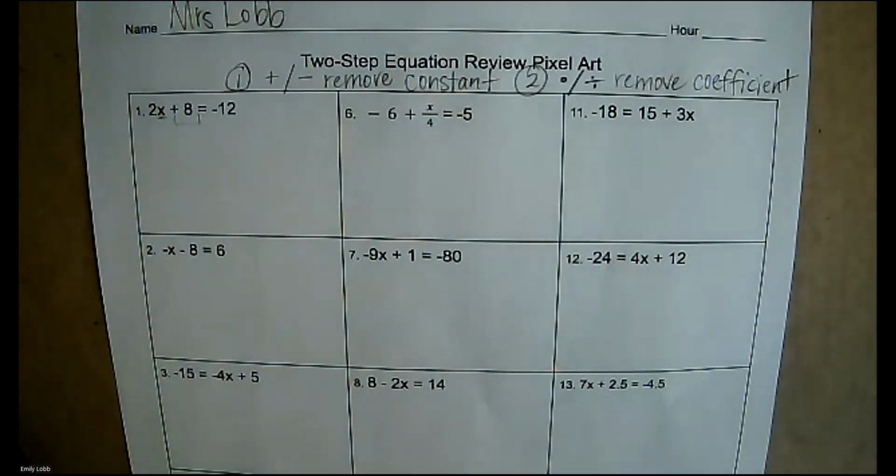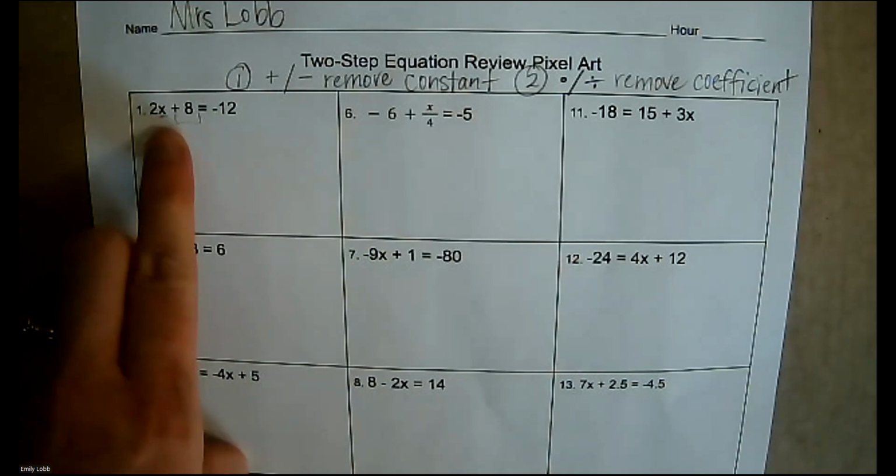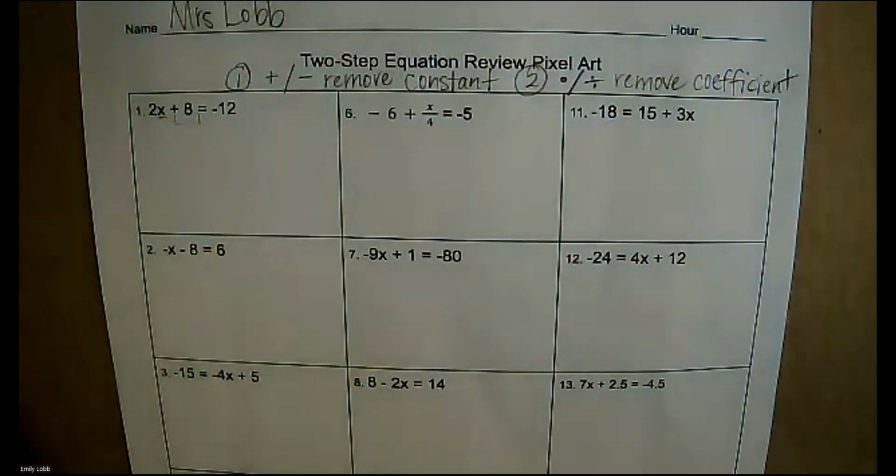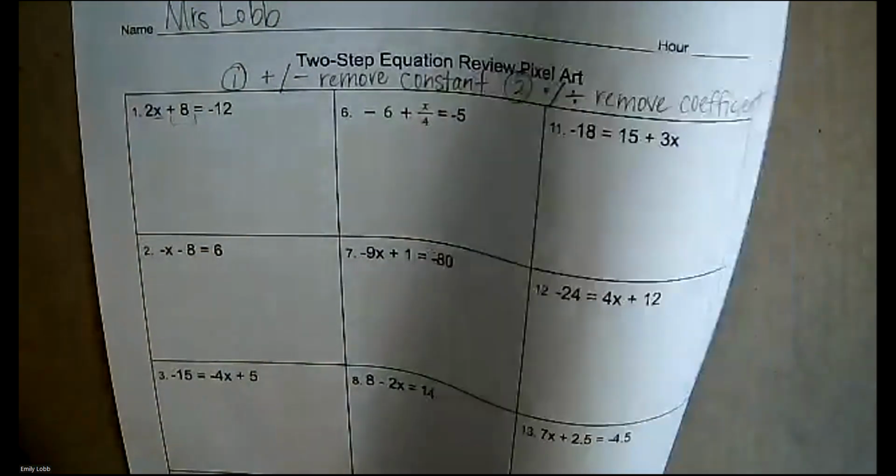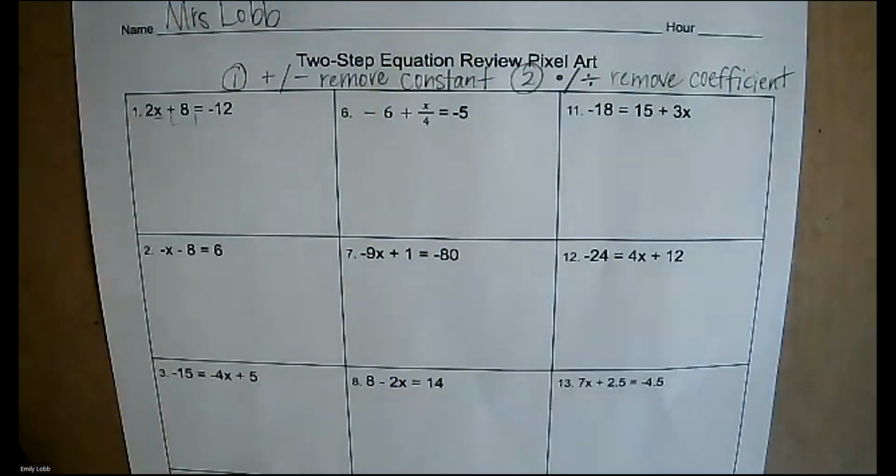So we're going to do a few of these together, and then you're going to finish up. So what do I do first? Make sure you're showing all your work, because this is the sheet you're turning in for credit. I want to see both steps, so be sure you're showing your work.